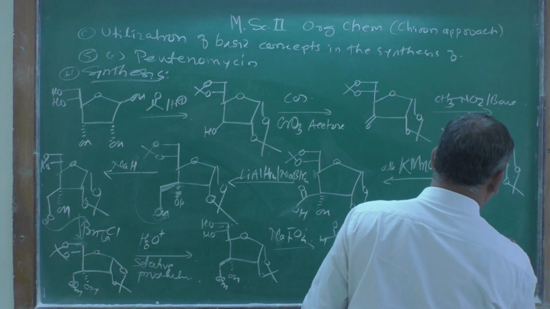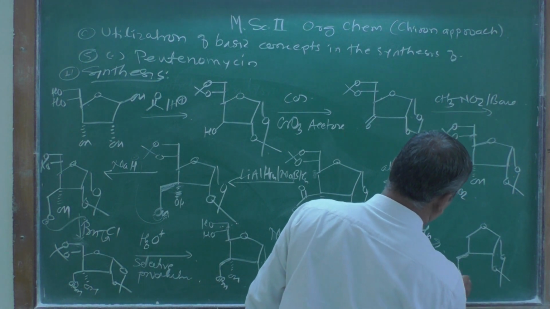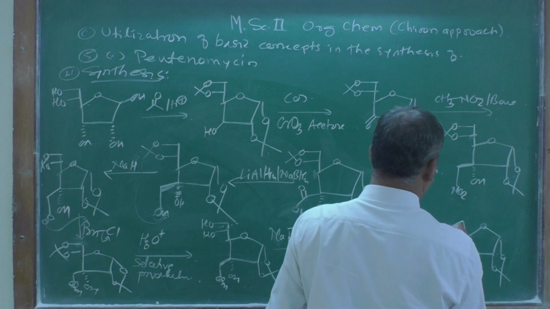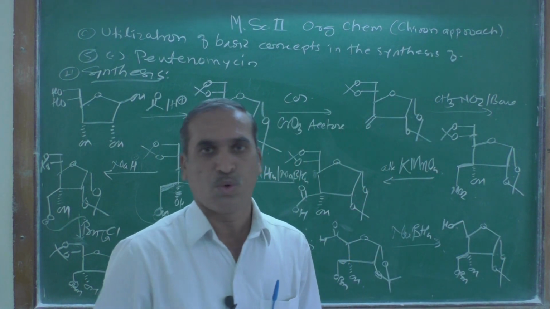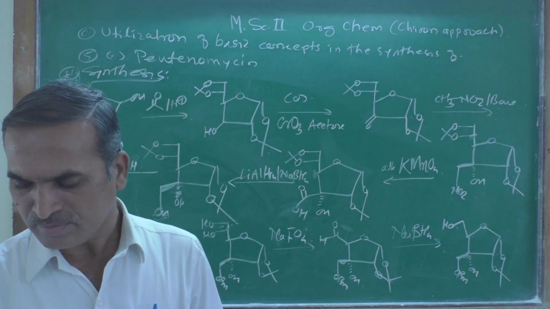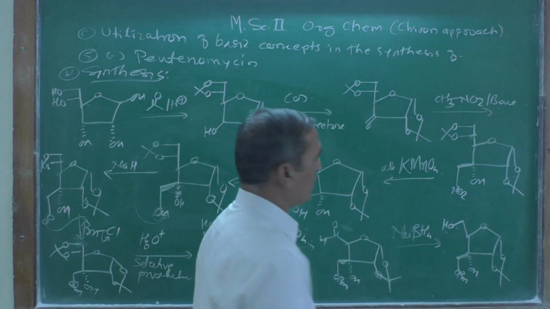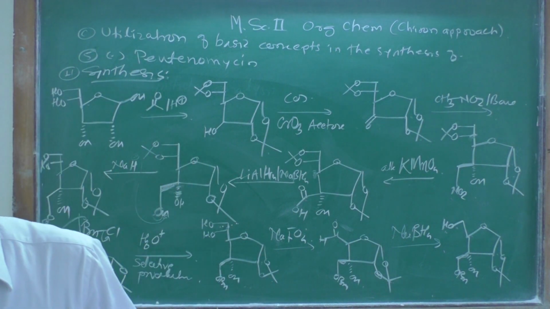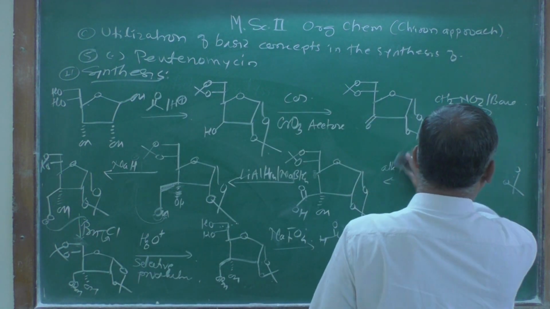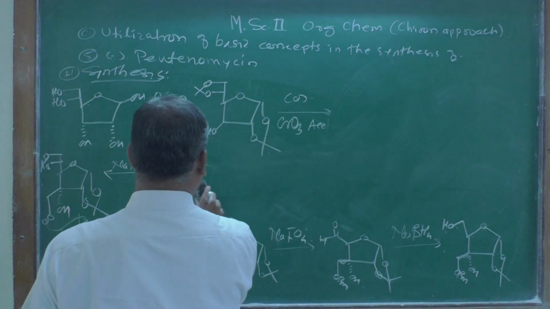Now O, this remains as it is. This group also remains as it is, OBn, and this OH. And here you are going to get CH2OH, a primary alcohol. Now you protect this primary alcohol, and as we know, what is the reagent generally used for the protection of this group?